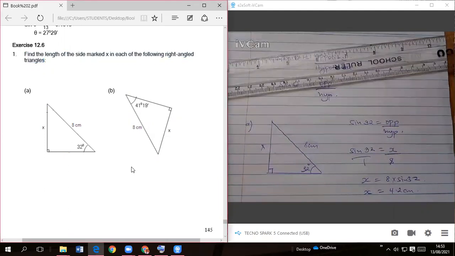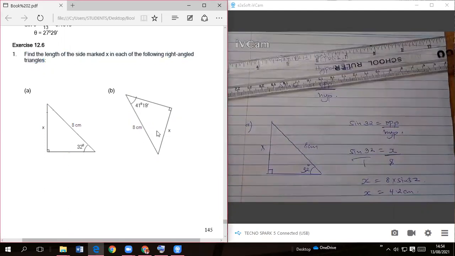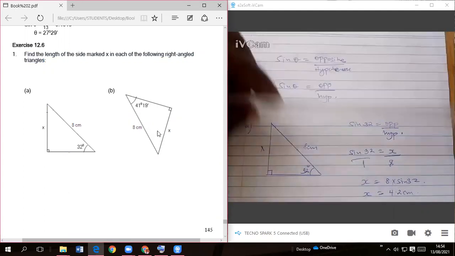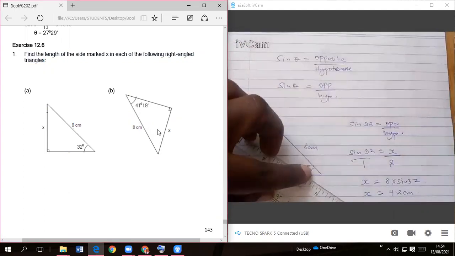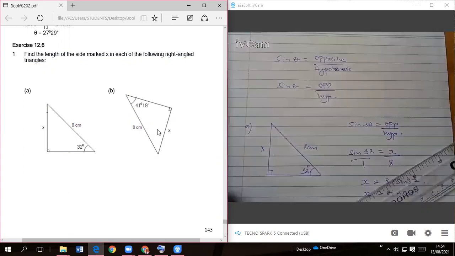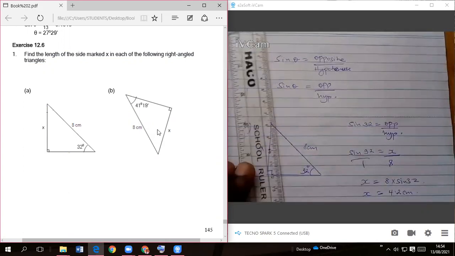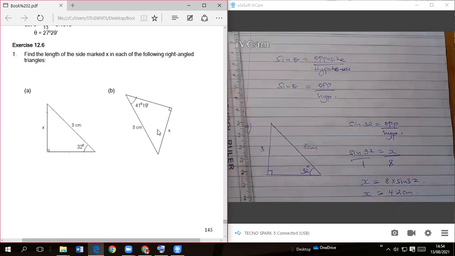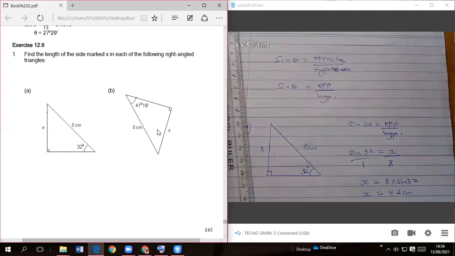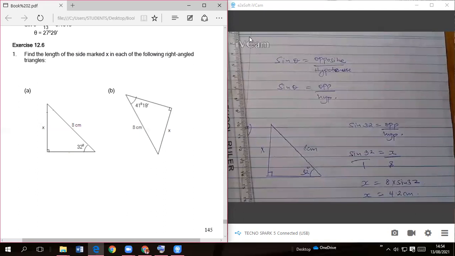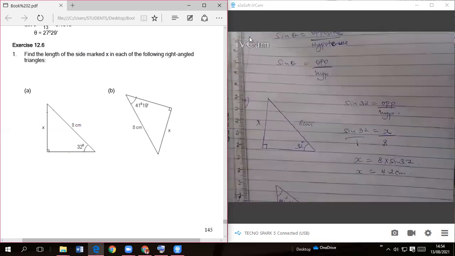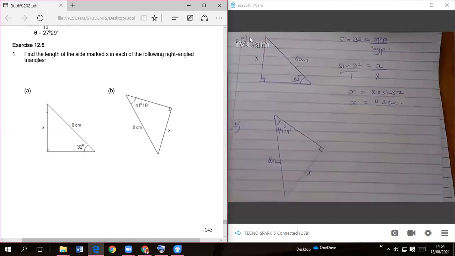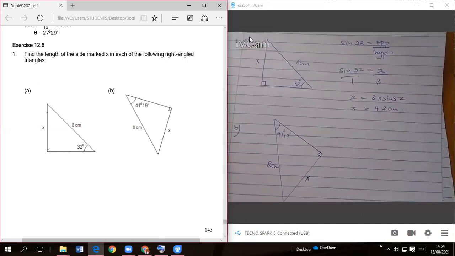Okay, that's very easy. Let us look at part B. Hope you're not get confused. So part B, we shall have the triangle there. That, and we have this angle 41 degrees 19 minutes. So we shall get, this is 90 degrees, this is x, and this is 8. So I'm just reminding you this, so we are supposed to find x.